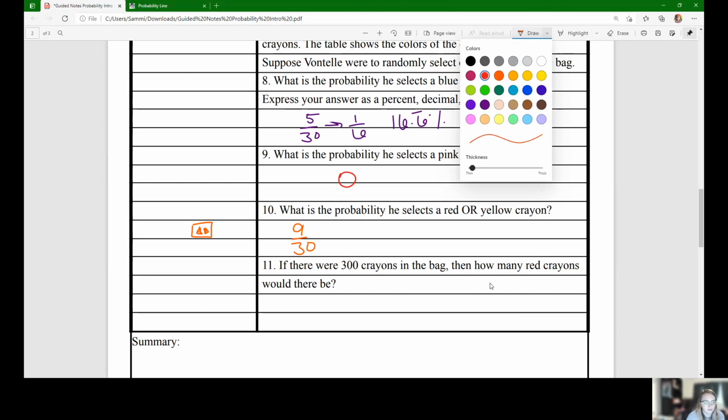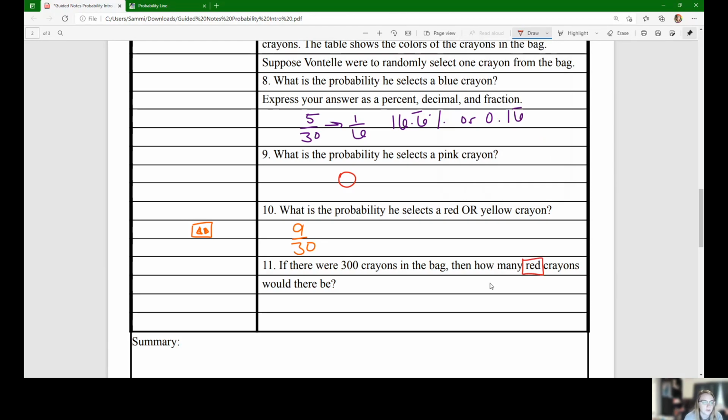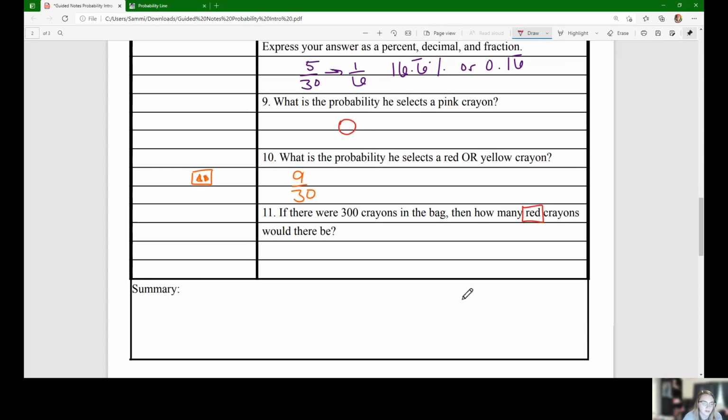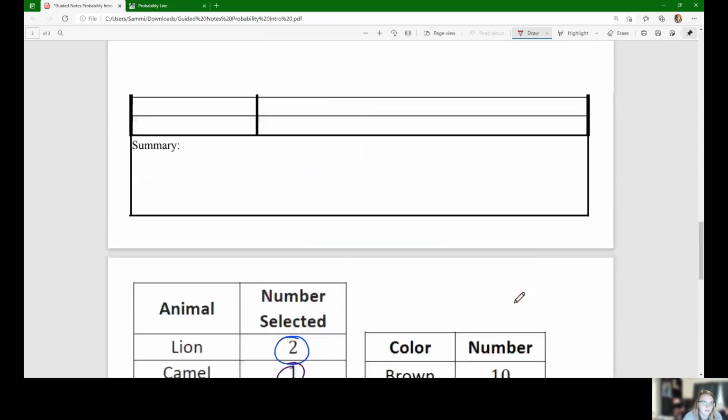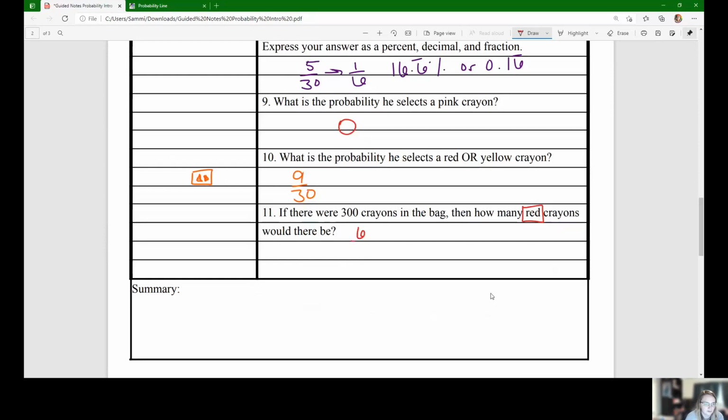Last question, if there are 300 crayons in the bag, how many red crayons would there be? So what you would need to do for this one is you need to know the probability of a red crayon. It's 6 out of 30. And what you can actually do is you can take a probability and multiply it by how many trials you want to do. So say I want to do 300 trials, right? Or I have 300 crayons. You can just multiply this or scale this up by 300 and you would get your answer.